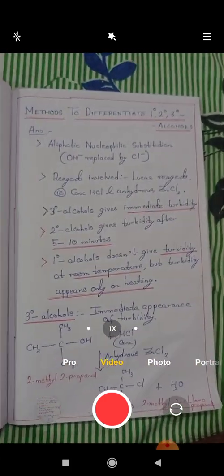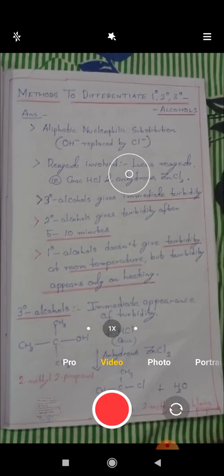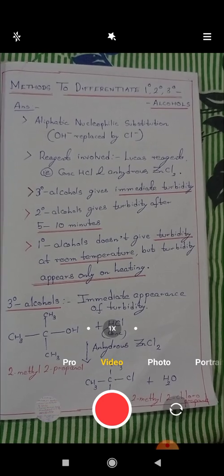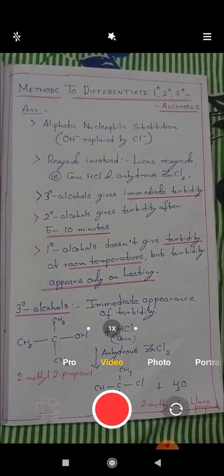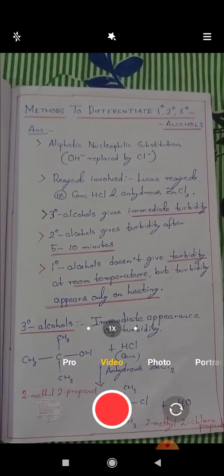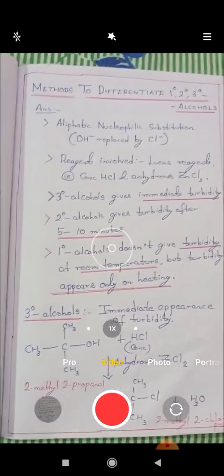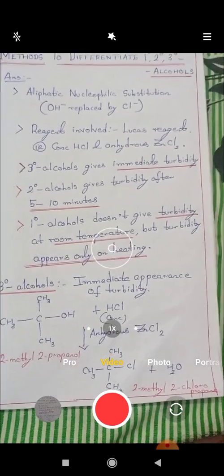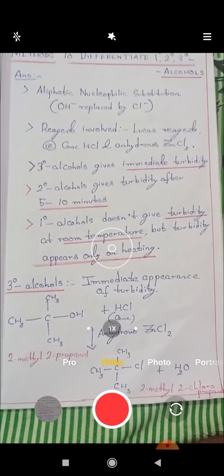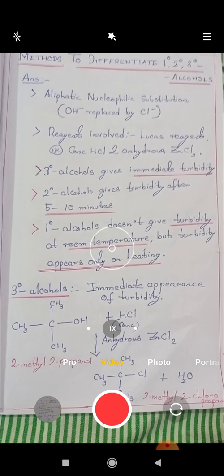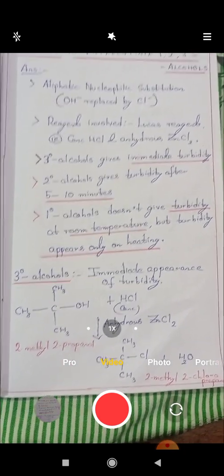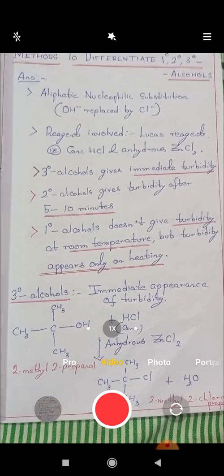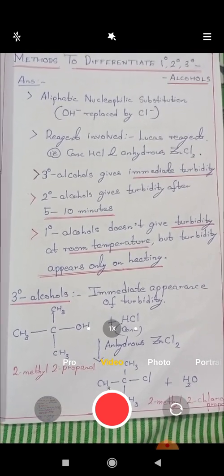Now moving to the next reaction. Methods to differentiate primary, secondary and tertiary alcohol. Here the reagent involved is Lucas reagent. The Lucas reagent is concentrated HCl in the presence of anhydrous zinc chloride. It belongs to a class of reactions called aliphatic nucleophilic substitution, whereby the OH minus nucleophile is replaced by Cl minus. Why anhydrous zinc chloride? What is the meaning of the word anhydrous? It means devoid of water molecules, absence of water molecules.